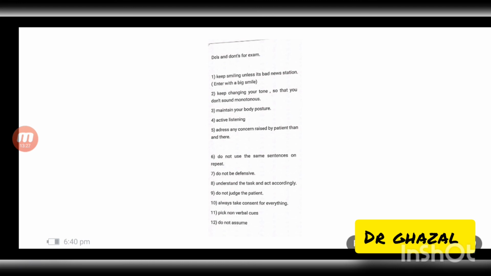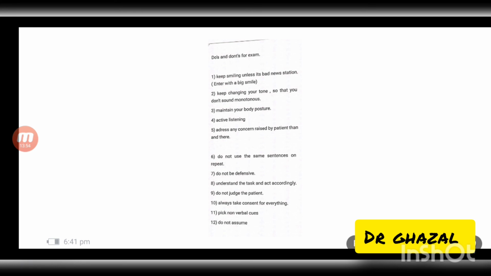And then please try to pick up non-verbal cues. What are non-verbal cues? For example, if you enter the station and you see a patient who is looking at the floor, is not making eye contact, and looks sad or gloomy, it could be a patient who is having depression or going through domestic violence maybe, or sex trafficking, maybe something like this, and you have to pick up your cue.